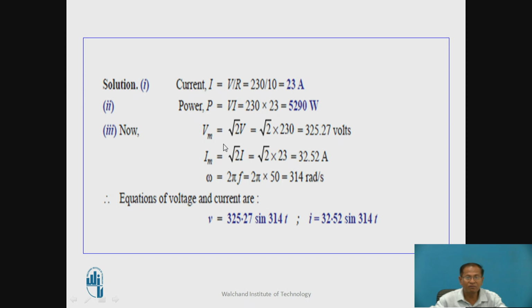Substitute the value of Vm, Im. Therefore, the equation of voltage is V is equal to 325.27 sin 3140 t, and I is equal to 32.52 sin 3140 t.